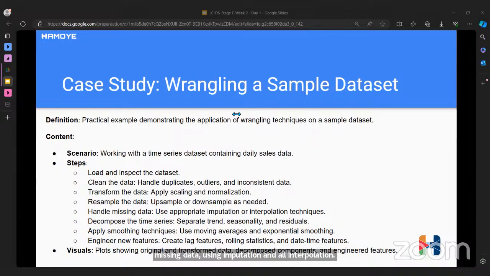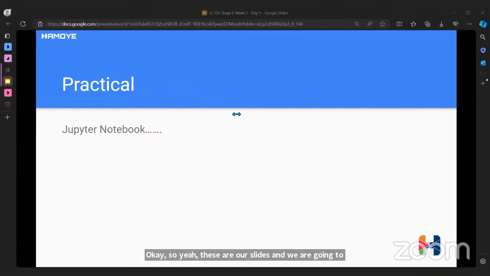Then you decompose the time series to analyze its components. Then you apply smoothing techniques to reveal patterns. Then you engineer new features like lag features or rolling statistics. So this is just a walkthrough of the process you can take on your data set just to make sure it's properly prepared for prediction. Okay, so yeah, this is where our slides end, and we're going to jump into the notebook. Does anyone have any question so far?